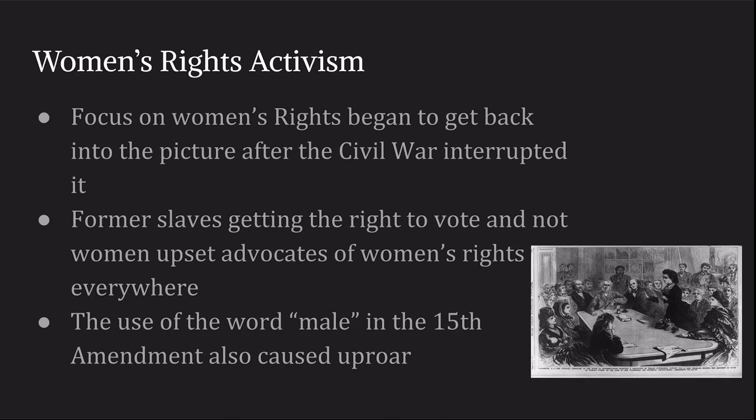So, women's rights activism was brought out again because the Civil War kind of took focus from women's rights to civil rights for African Americans. That was such a focus for a long time, and it was coming back into the picture again. Women's rights activists were upset because slavery was abolished and these former slaves were able to vote, but they couldn't. Also, the 15th Amendment uses the word male, and this was the first time that sex or gender had been specified in the rights in the amendments in the Constitution.